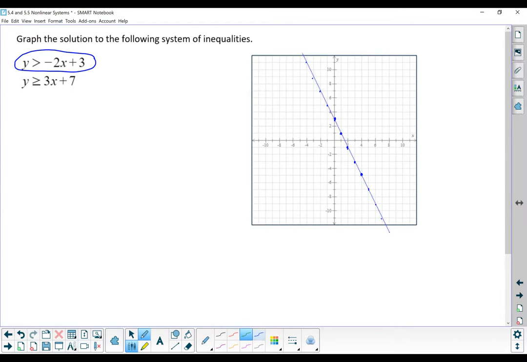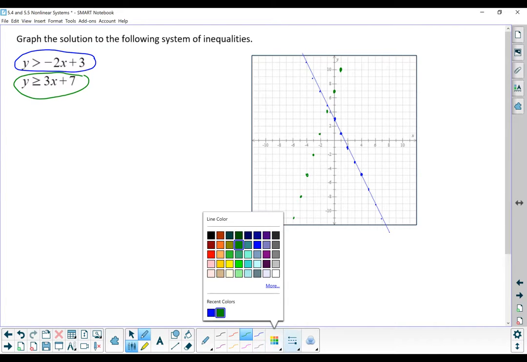Our next one has a y-intercept of 7 and a slope of 3. And this one is going to be a solid line because it is y is greater than or equal to.